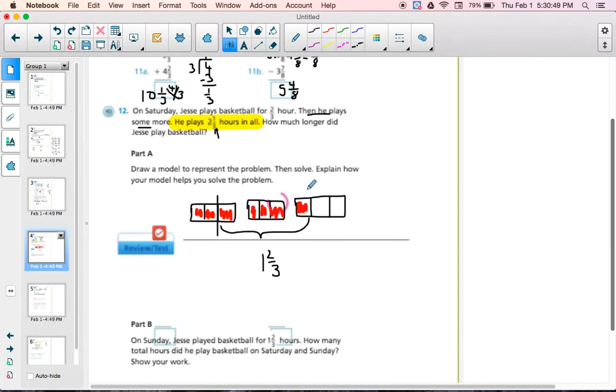So it says draw a model, then solve, explain how your model helps you solve it. You could also, just to double check, you know he played 2 1/3 hours altogether. You know he started off by playing for 2/3 of an hour. If you subtract that, you should come up with the same answer, right?